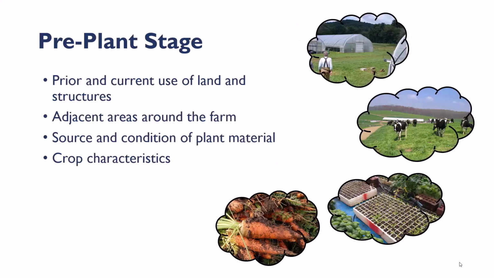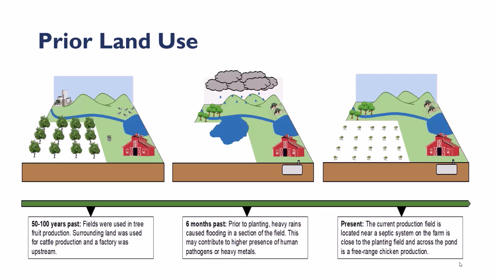Before planting, it is important to assess the potential hazards on and around the farm and with materials used in production. Materials in the growing environment can be contaminated anytime before, during, and after production. Utilizing the farm sketch created in the first module, assess the potential risks, including the prior and current use of land and structures, adjacent areas around the farm, the source and condition of plant material, and potential concerns with the specific crop characteristics. The primary objective is to consider the previous uses of the farmland and determine if any subsequent practices may present a potential risk for contamination.